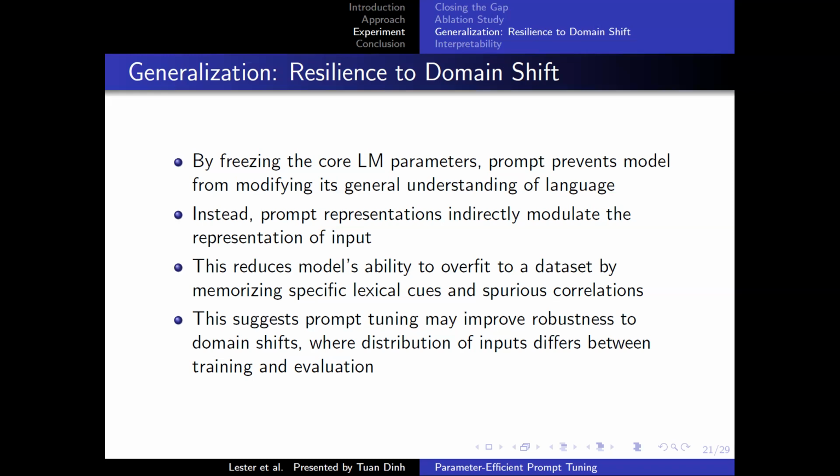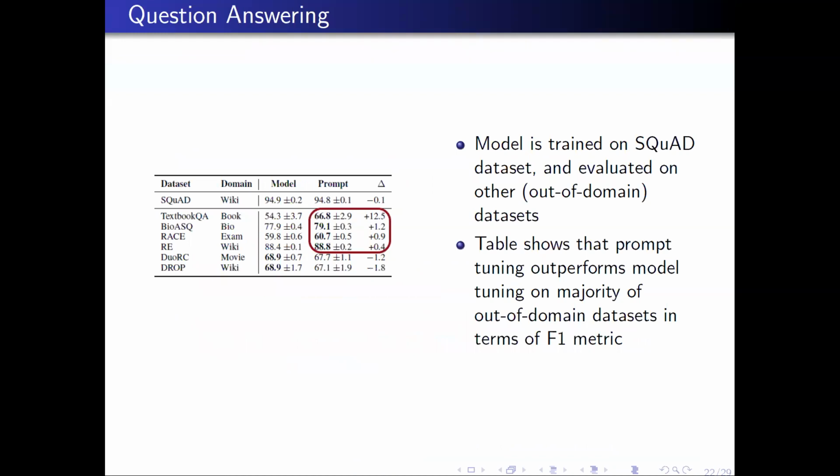To prove this point, we explore two zero-shot domain transfer tests: the question answering test and the paraphrase detection test. In the question answering test, the model is trained on the SQuAD dataset and evaluated on other out-of-domain datasets. The table shows that prompt tuning outperforms model tuning on the majority of out-of-domain datasets in terms of F1 metric. Specifically on textbook QA, prompt tuning performs better than model tuning by 12.5 relative F1.